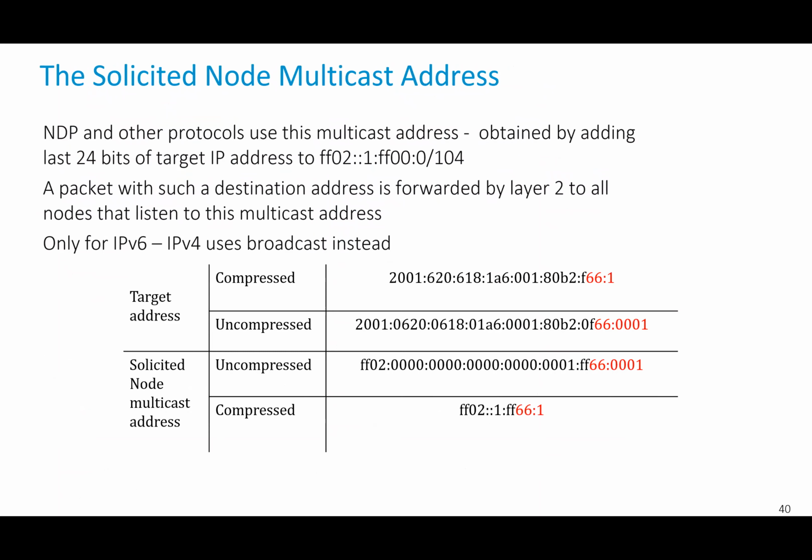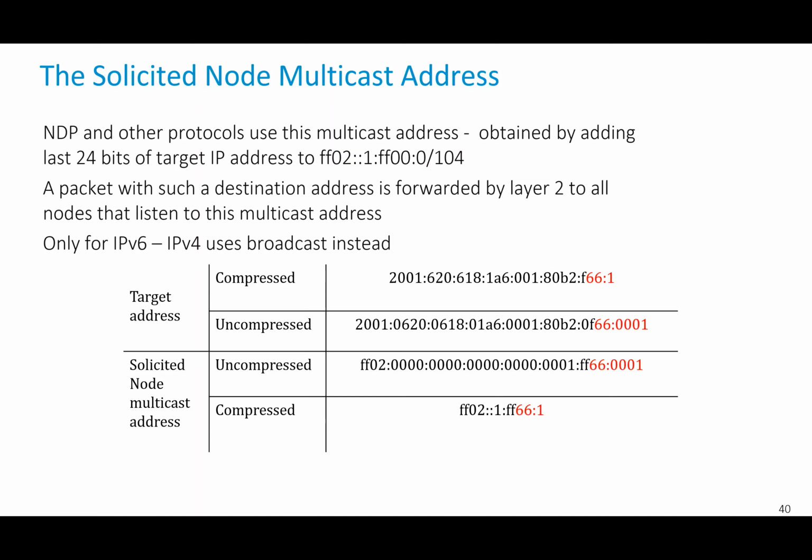The solicited node multicast address, that I will explain here, is an address that is made to reduce the number of devices that will receive it. Let's first see how it is made. So we take a prefix, which is this prefix of 104 bits. So 104 bits means there remains 128 minus 104. There remains 24 bits that are freely available.